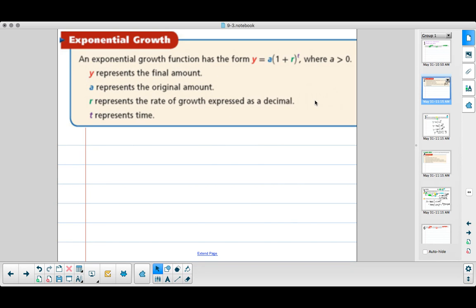A lot of these problems will give you the rate of growth in percent form. Hopefully you remembered it from 7th grade that to go from a percent to a decimal, you're going 2 spots to the left. So you move the decimal place 2 spots to the left. And T represents time. Okay, let's look at one example.